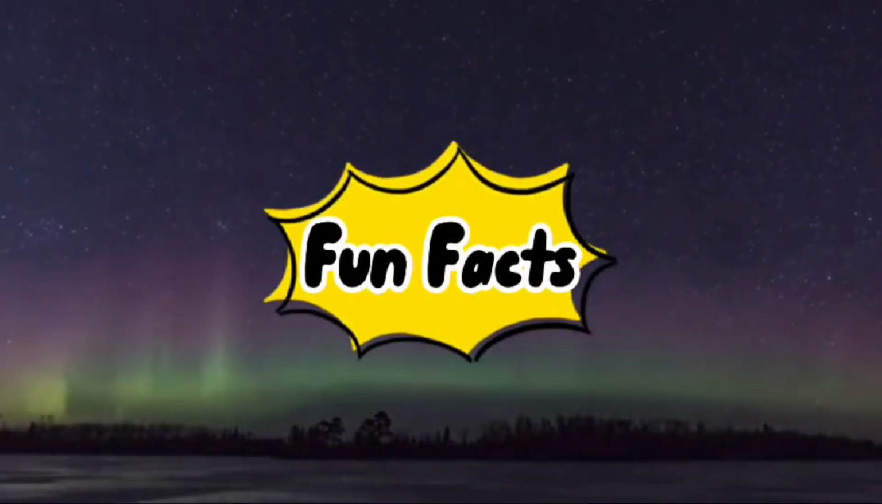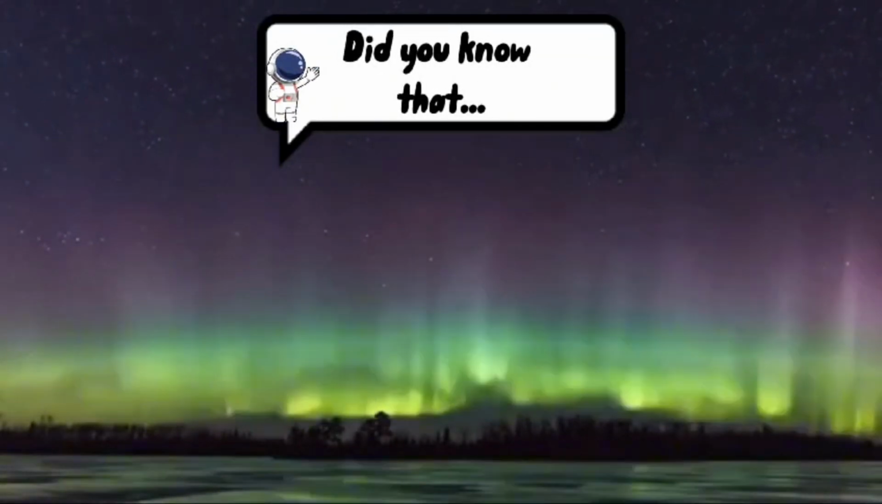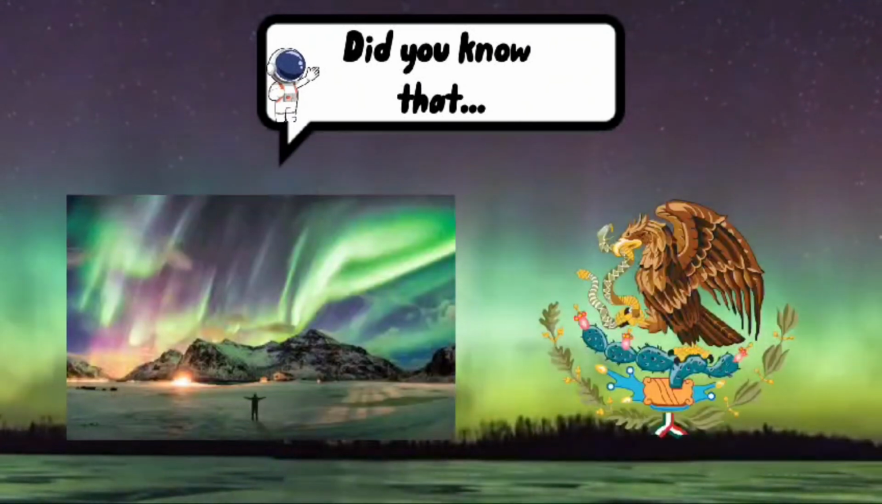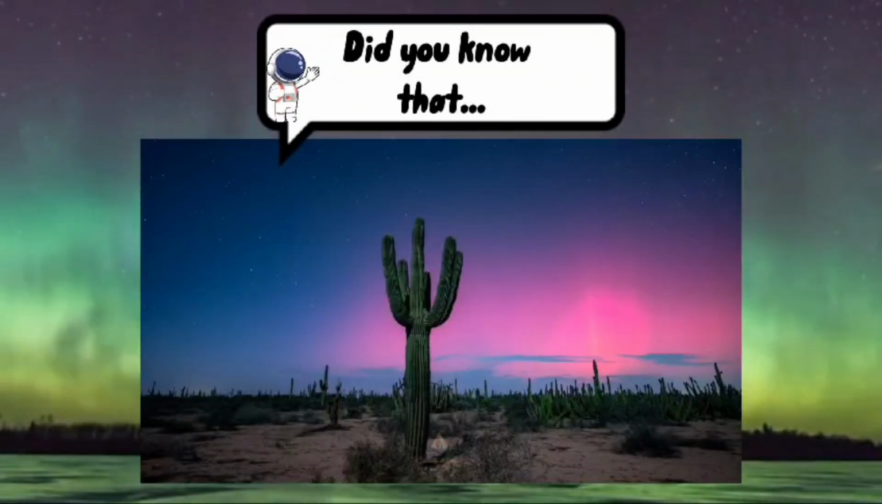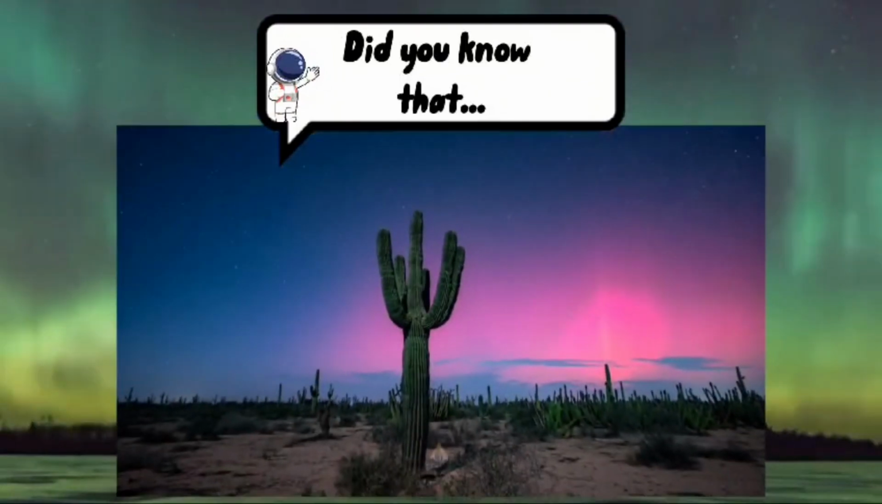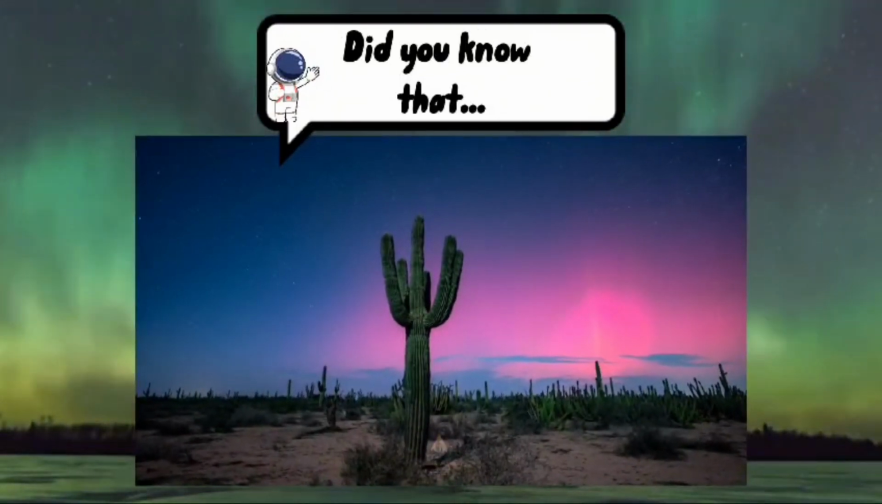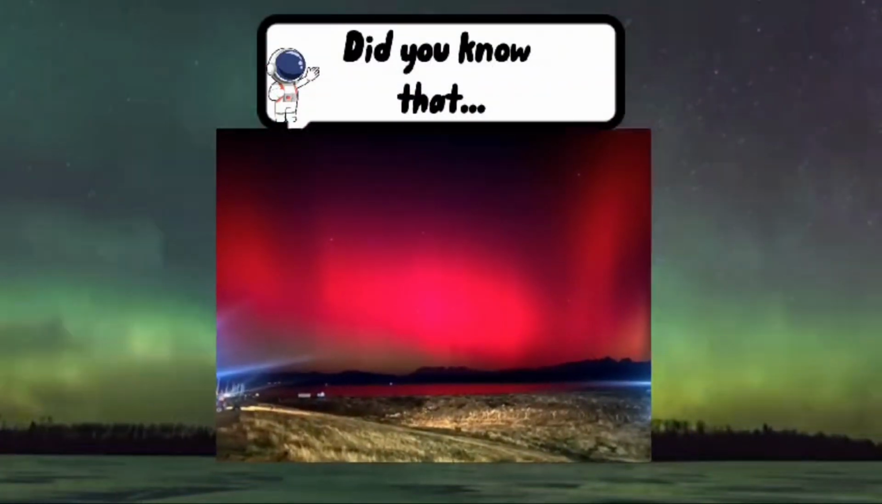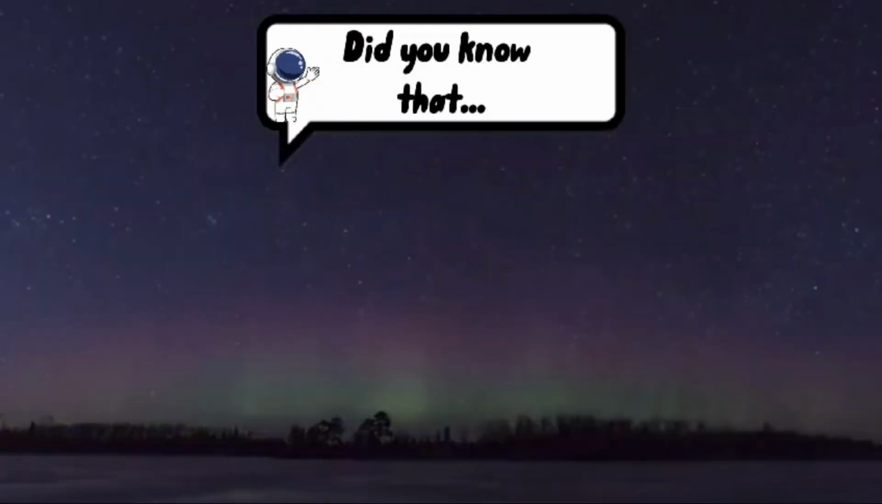Fun facts. Did you know that while auroras borealis are typically seen in polar regions, there have been rare occasions when they can be spotted in northern Mexico? These stunning light displays are usually a treat for those living in places like Canada or Norway, but during strong solar storms, the vibrant colors can occasionally dance across the skies of Mexico.